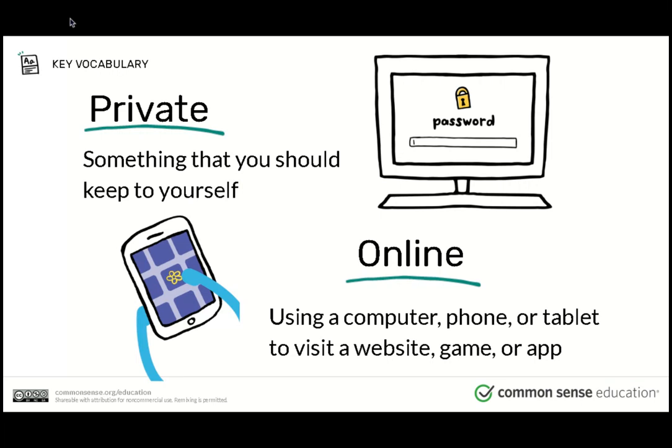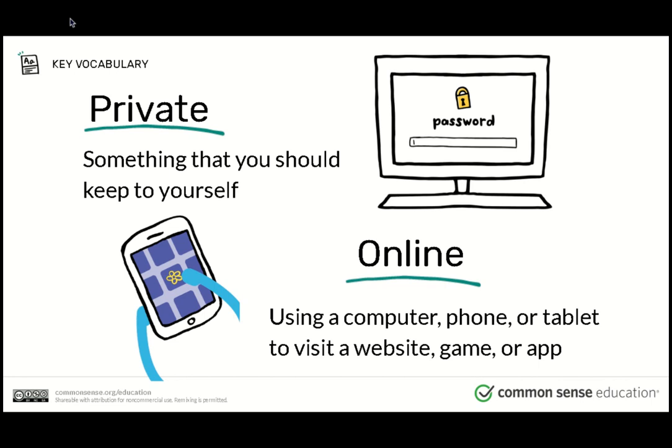Let's do a little bit of vocabulary. Something that is private is something that you should keep to yourself. Private information is kept private so that people can't use it to figure out who we are or where we live in case they want to do harm to us. It also keeps other people from pretending to be us online and causing trouble or hacking into our accounts.